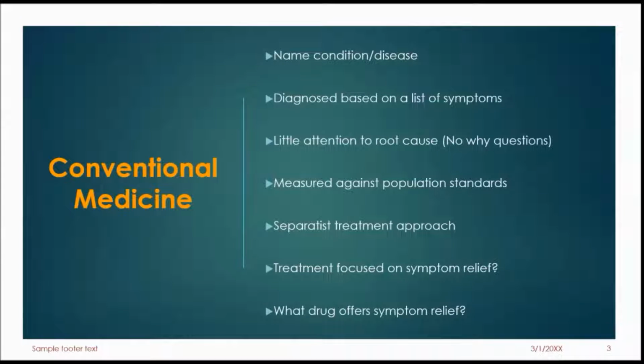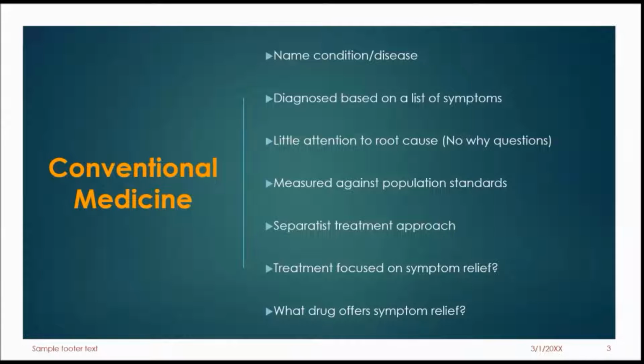With conventional medicine, the doctor names the condition or the disease. So basically the diagnosis or the name is based on a list of symptoms that the patient will express or tell their doctor. But little attention is actually given to the root cause. In other words, why is the patient suffering from those symptoms? What's happening in their life or in their body that's resulting in those particular symptoms in their body?